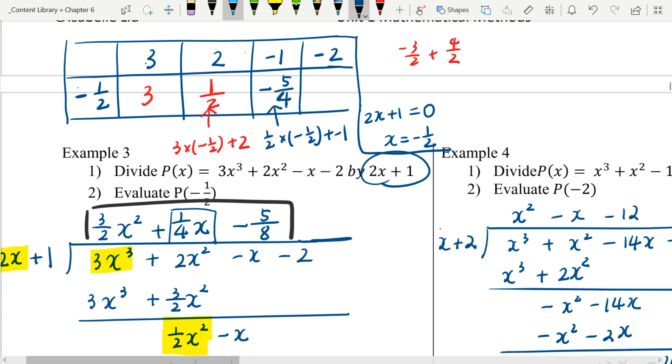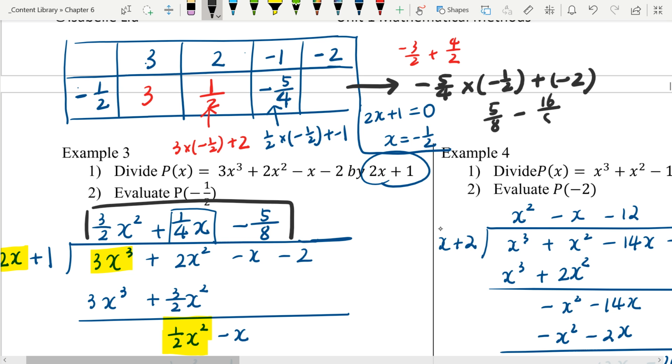And the last one is -5/4 times -1/2 plus -2. Calculate that. That's 5/8 minus 2, which is -11/8. Remember, the last box is the remainder.